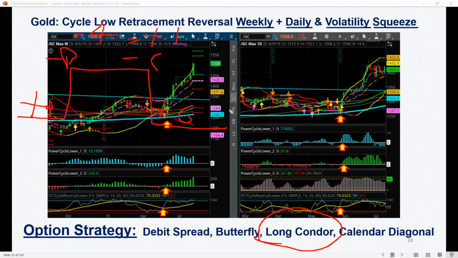Now, the long condor is a combination of a debit spread with a credit spread, and these will always have a positive risk ratio. So you could have a long call debit spread, and then you offset some of the risk and theta decay by adding a bear call credit spread. So that's what we call the long condor. Or you could do it with the puts for a downside move.